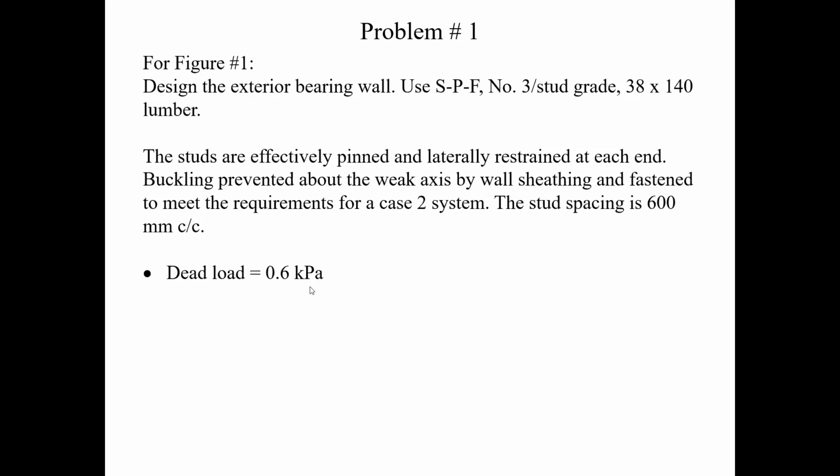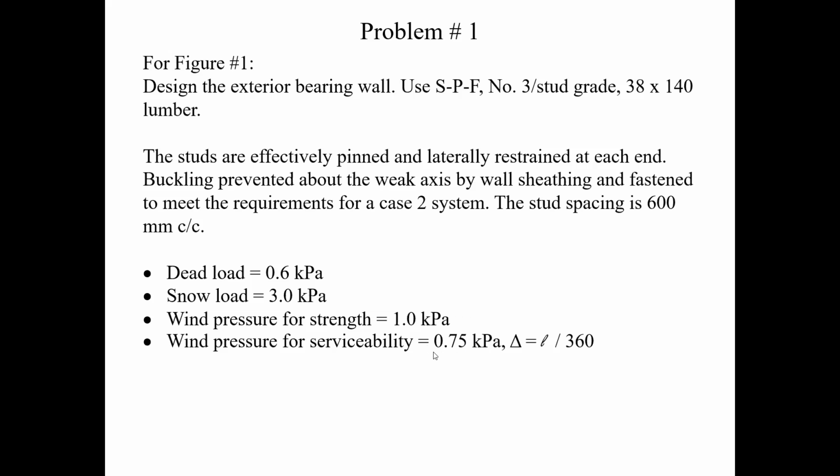Now, here the dead load is 0.6 kPa, which is reasonable for a residential roof. The snow load is 3.0 kPa, a little bit more in Montreal. And of course, here the wind pressure is 1 kPa. That's for strength. Because of the importance factor, when it comes to serviceability it goes down to 0.75, so you take 75% of this value for serviceability. And normally, because your walls will have drywall on the inside, you tend to limit the deflection to L over 360, because drywall gypsum board is susceptible to cracking. If you limit the deflection to L over 360, you should hopefully minimize any cracking that the drywall might be subjected to.